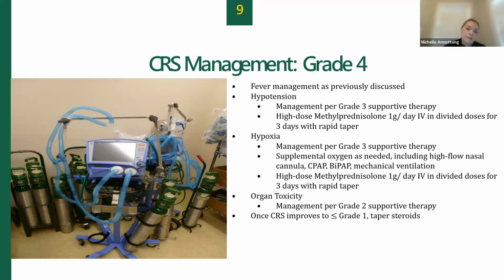So typically we would start 500 milligrams twice daily, do that for 3 days. Hopefully at that point they have started to improve, and then you can begin to taper rapidly. Now, if for some reason your patients have not improved by that 3-day mark, you would still want to continue to support them maximally. And again, once your CRS improves to less than or equal to grade 1 is when you would consider starting to taper those steroids and the tocilizumab.